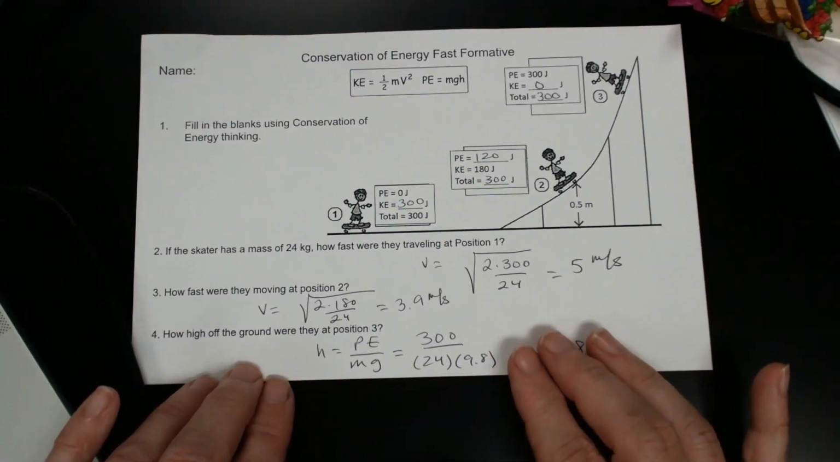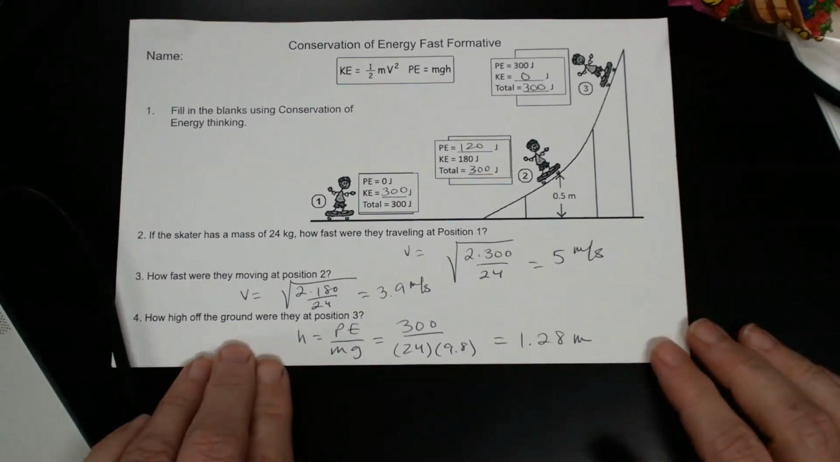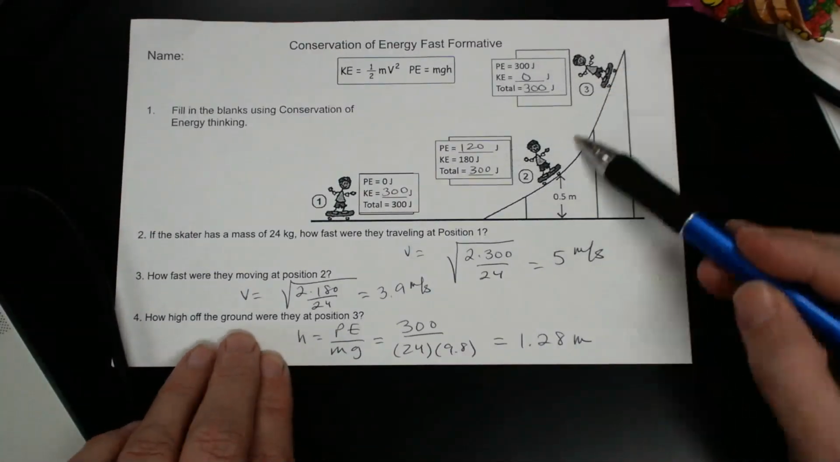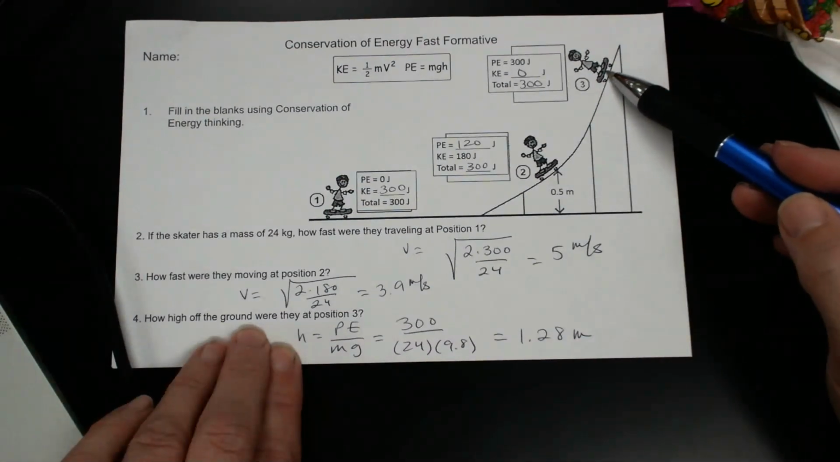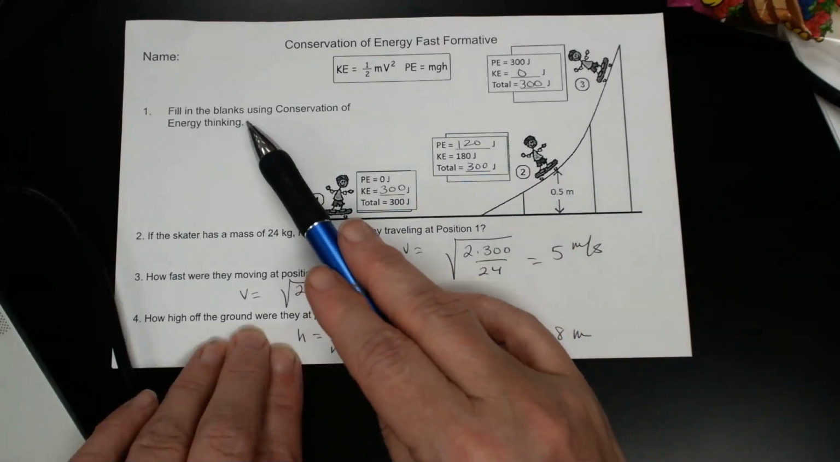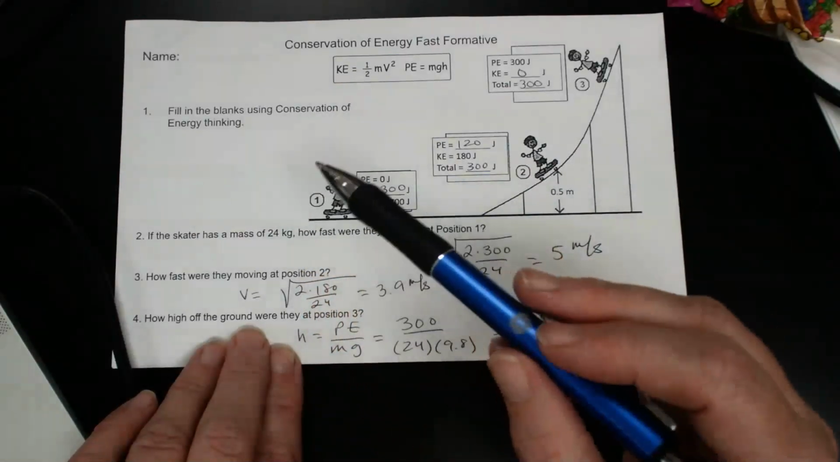Right, I'm going to go through an energy page that we did in class just to review conservation of energy and then a couple of the things we might calculate with it. So this is a skateboarding person. They're at the top of a ramp and then they're going to travel downward. So we're going to fill in the blanks using conservation of energy thinking.